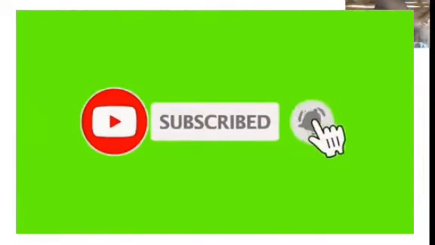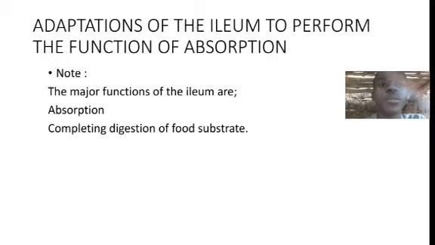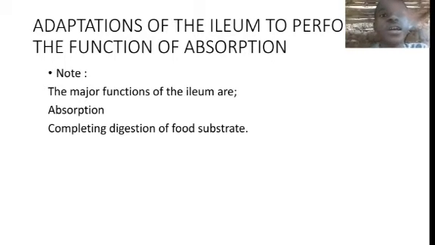So now, what are some of the adaptations of the ileum to perform the function of absorption and completing digestion? It has some adaptations that enable it to carry out the function of absorption and completing digestion of food substrate. So now we are going to look at those adaptations.